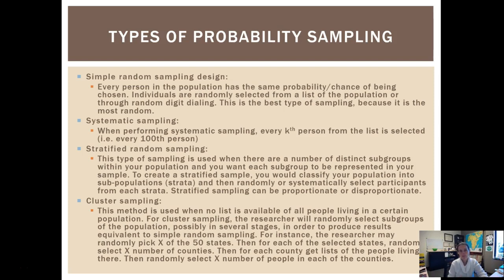Stratified random sampling, again, means that you will try to meet certain quotas. Again, that can be proportional or disproportional. And then cluster sampling means you use that when you don't have a complete list of all the individuals that belong to a certain population. So you're going to break the overall population down into smaller clusters for which you can obtain lists.